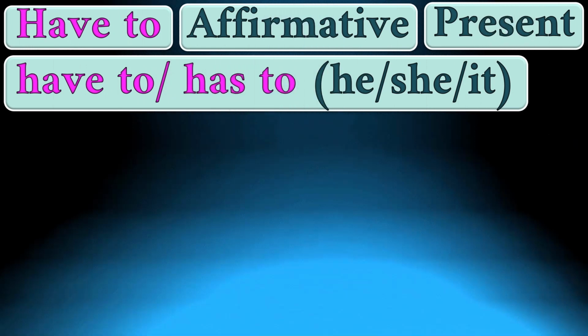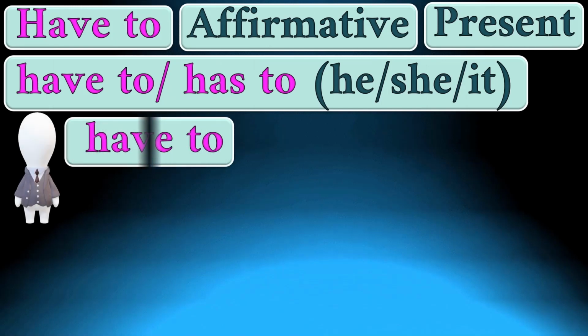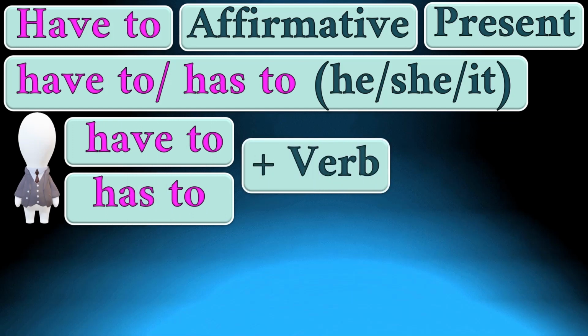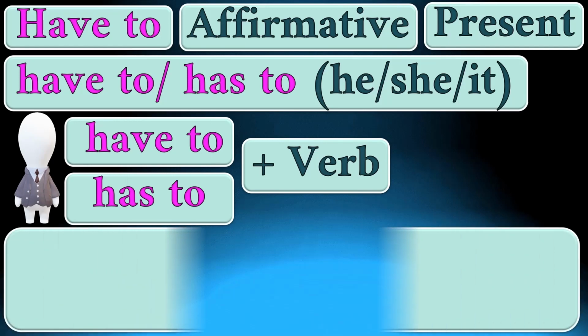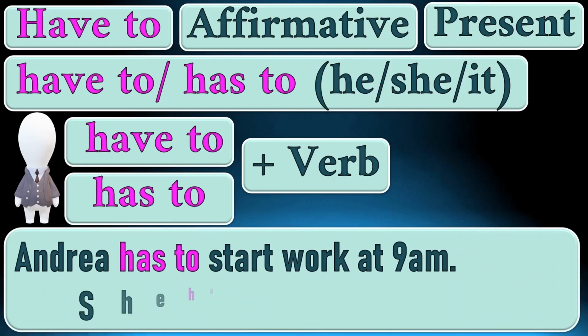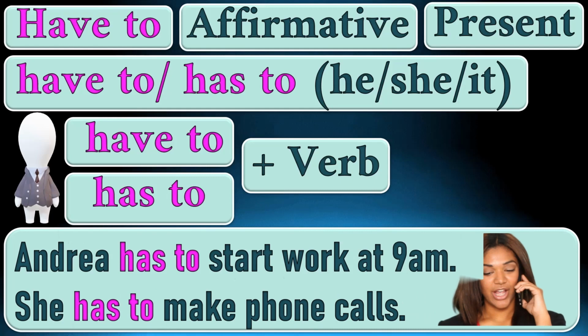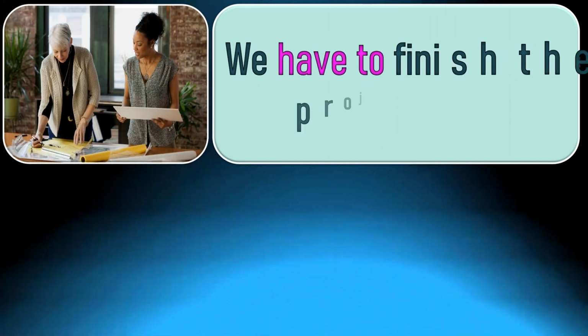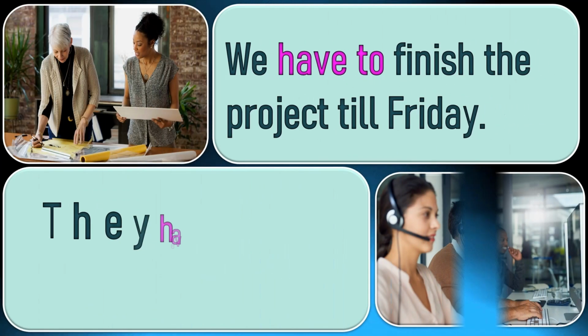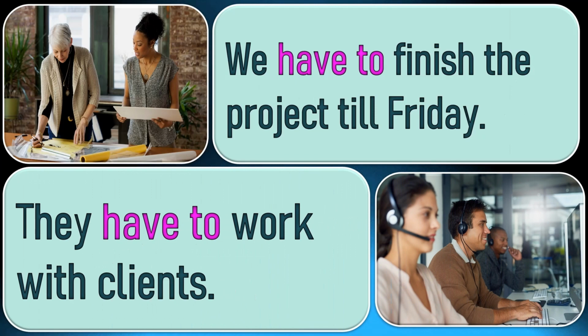The modal verb have to is used in the form has to in the third person singular with he, she, it. To complete a sentence, we start with a subject, then have or has to plus a verb. Andrea has to start work at 9 a.m. She has to make phone calls. We have to finish the project till Friday. They have to work with clients.